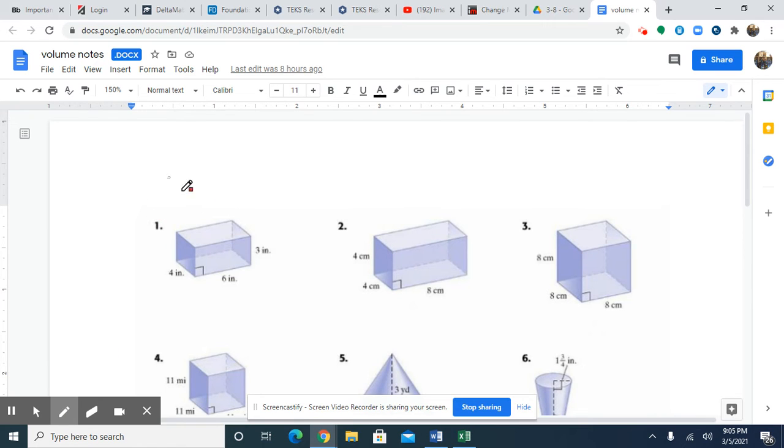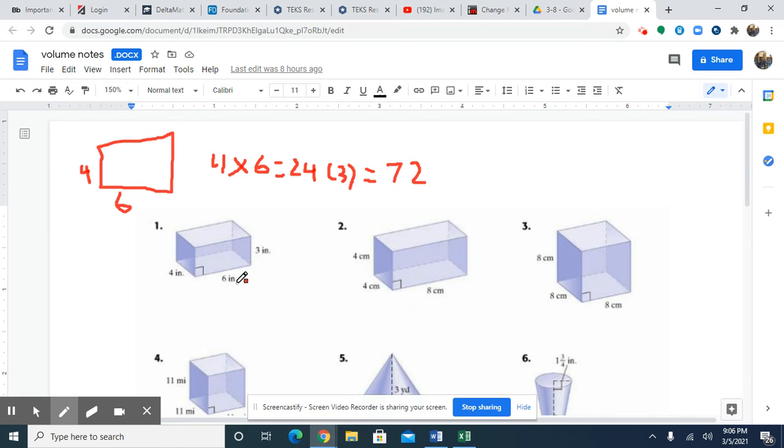But if we look at these first two, they're rectangular prisms. So the base is a rectangle that is 4 by 6. So to find this, 4 times 6 is equal to 24. Now to find the volume, we need to multiply by the height. So 24 times 3, which ends up giving us 72. So the volume here is equal to 72. And that's essentially how volume works.